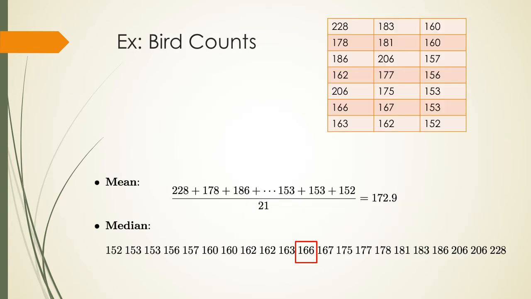Let's work through these calculations on the bird count data we looked at in the previous 5.1 videos. For the mean, there were 21 data values. So we add up all the values in the table and divide by 21. The mean comes out to be 172.9. For the median, I first put the data values in order from smallest to largest. Since there are 21 values in total, the middle value will be the 11th value on the list. This ends up being 166.